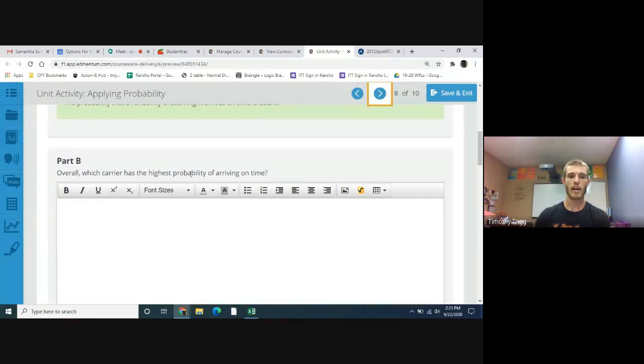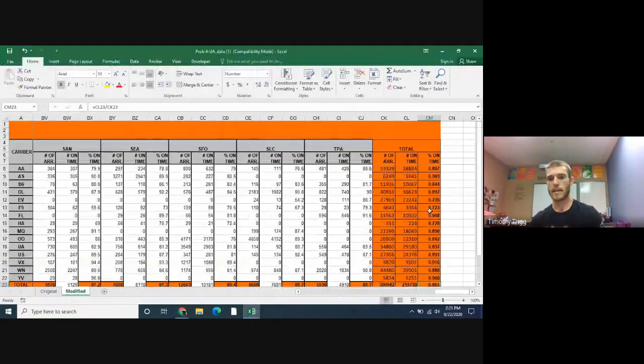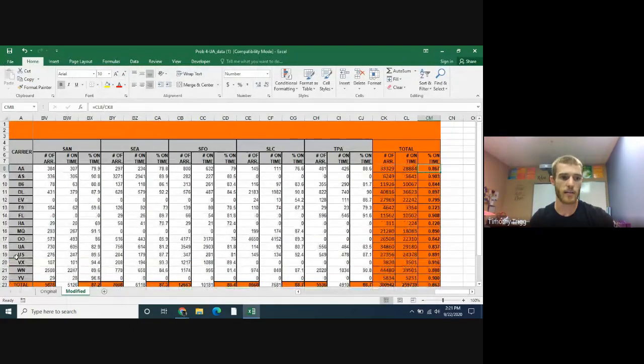Overall, which carrier has the highest probability of arriving on time? Back to the Excel spreadsheet, and we could see each of the carriers. I want you to look through this data and tell me which airline has the best probability of arriving on time based on this.